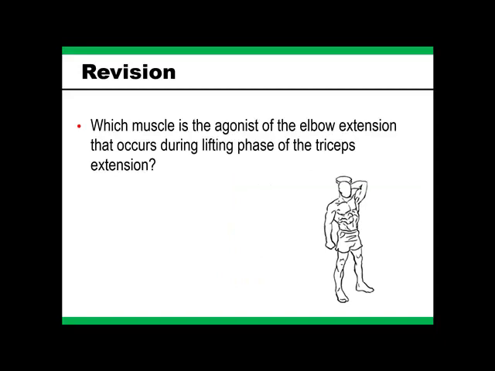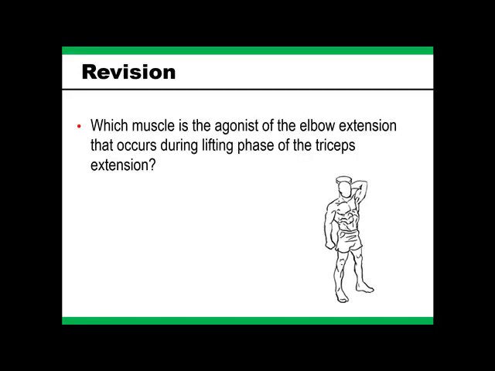All right, which muscle is the agonist of elbow extension that occurs during the lifting phase of the tricep extension? What's the answer? Yell it out, you know it. Tricep brachii. Everyone's thinking there's a trick now. No tricks, tricep brachii. I'm lulling you into the trick in a few slides.